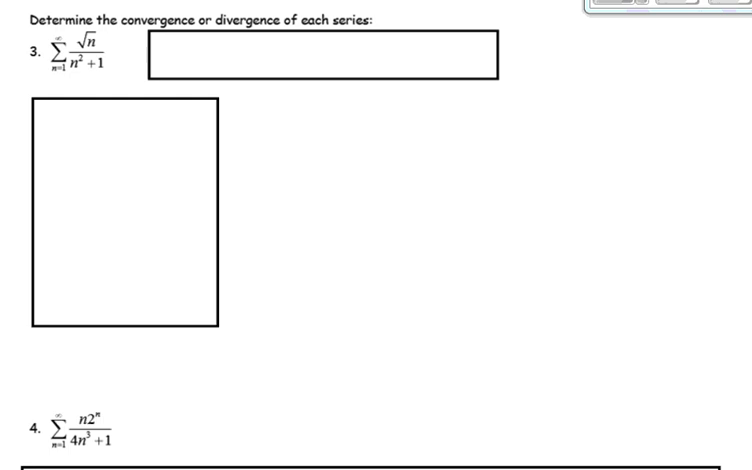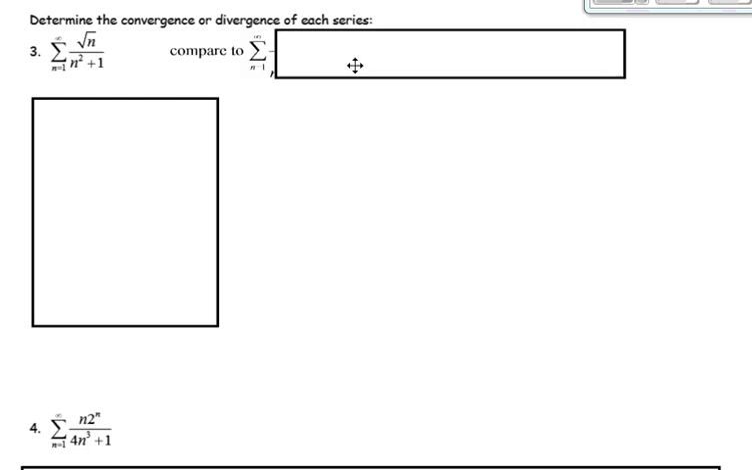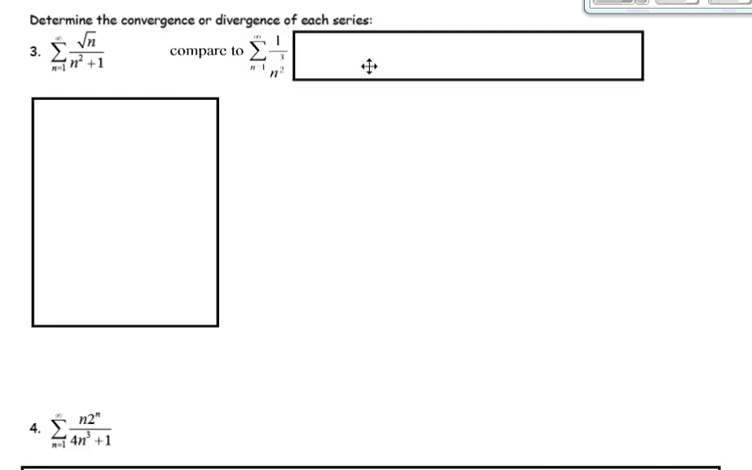Okay, so number 3. We have the series square root of n over n squared plus 1. So think about what you want to compare that to. In the numerator, you have the power 1/2. In the denominator, you have the power of 2. So if you were to apply your exponent rules there, 2 minus 1/2 is 3/2 in the denominator. So we're going to compare to 1 over n to the 3/2.